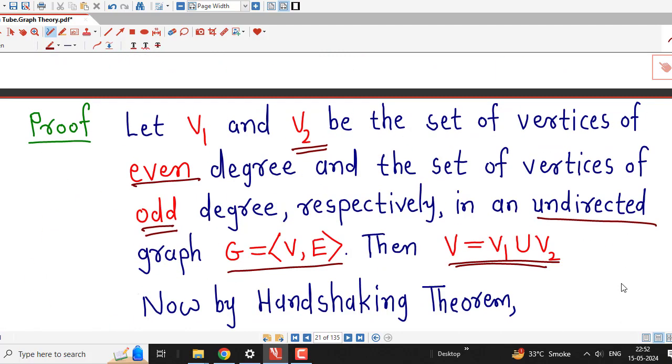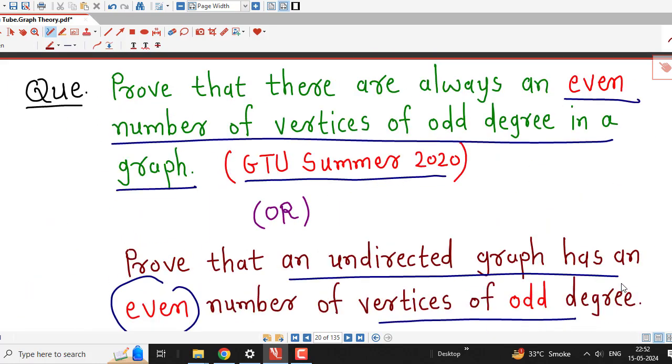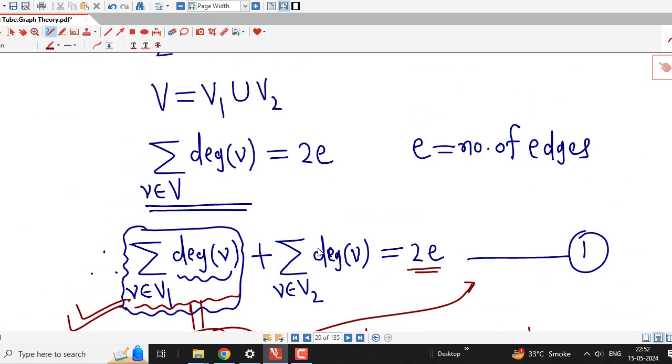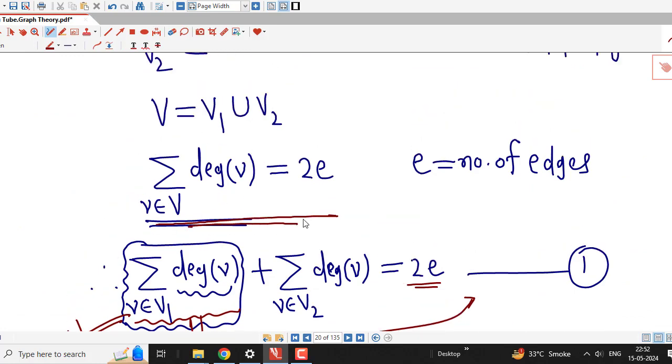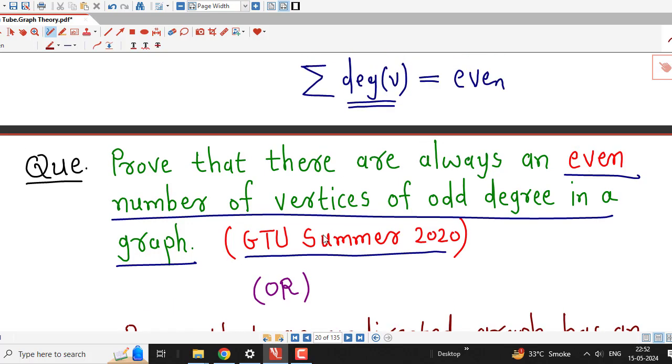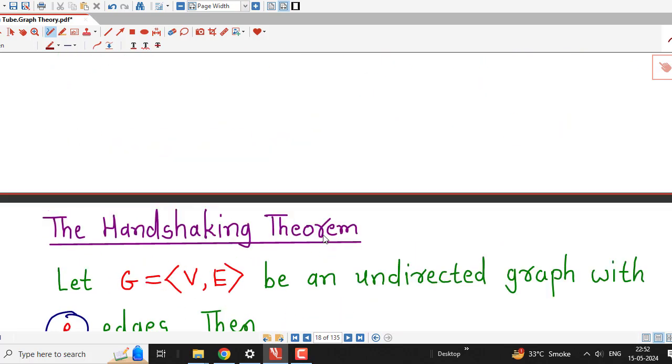So this is a very simple result, and the proof was asked in GTU Summer 2020 exam, and it is a corollary or application of handshaking theorem. We are simply using handshaking theorem, and we are using the fact that the sum of even numbers is even, and if this becomes even, this is also even, so this must be an even sum of two numbers. If this is odd, then even plus odd is an odd number, therefore this must be even. So sometimes they ask this type of questions also on handshaking theorem.